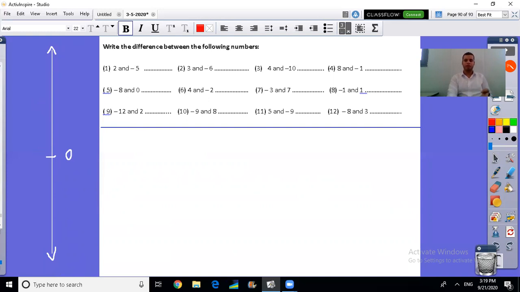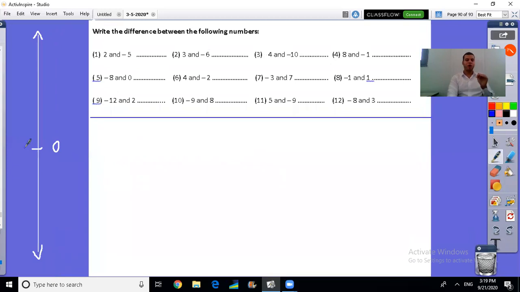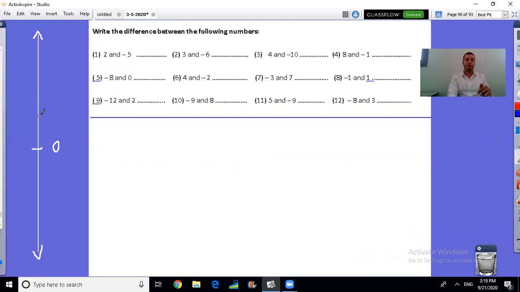Exactly, all the positive numbers are above 0, greater than 0. So let's write here, for example, the 2. And I have here -5. This is just, guys, for you to understand how it works. But later, I will need you to work this out mentally.